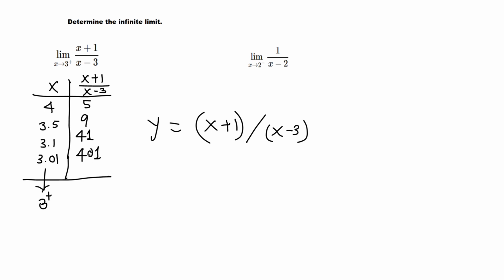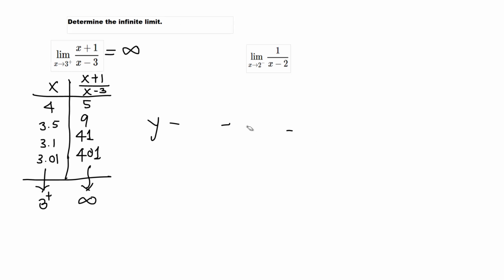That means if we choose a number even closer to 3, like 3.001, we're going to get 4001. So these are approaching positive infinity. So this infinite limit is in fact positive infinity. Okay, now we do the same for the next question.